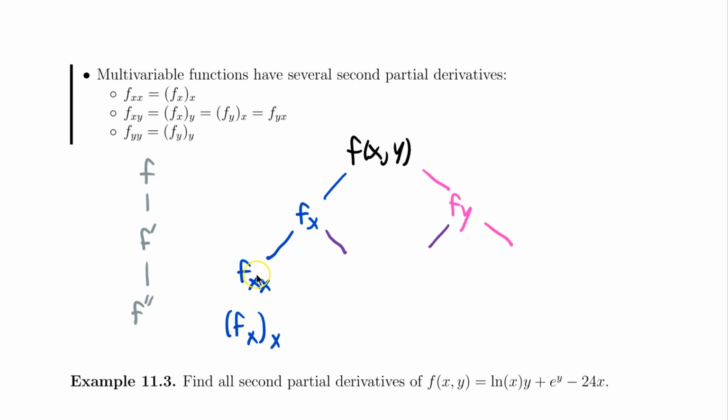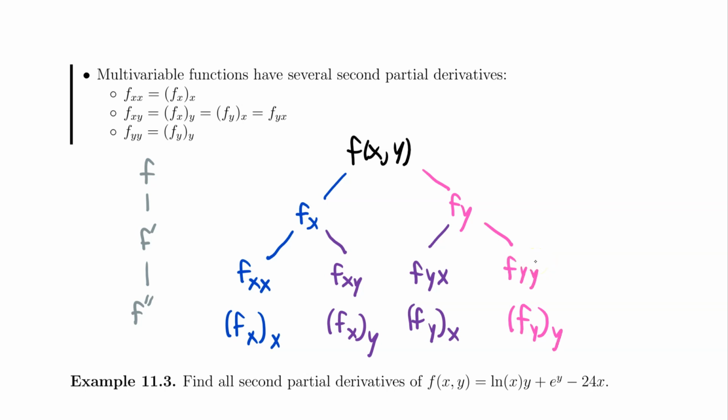I can take the derivative with respect to x first and then do it again with respect to y, so I get f sub x sub y. So I get f xy here. I can do it with respect to y first and then again with x, so I get f yx. That's what we have here. Or I can just take the derivative with respect to y twice, so I have f sub y and then sub another y and get f yy here.